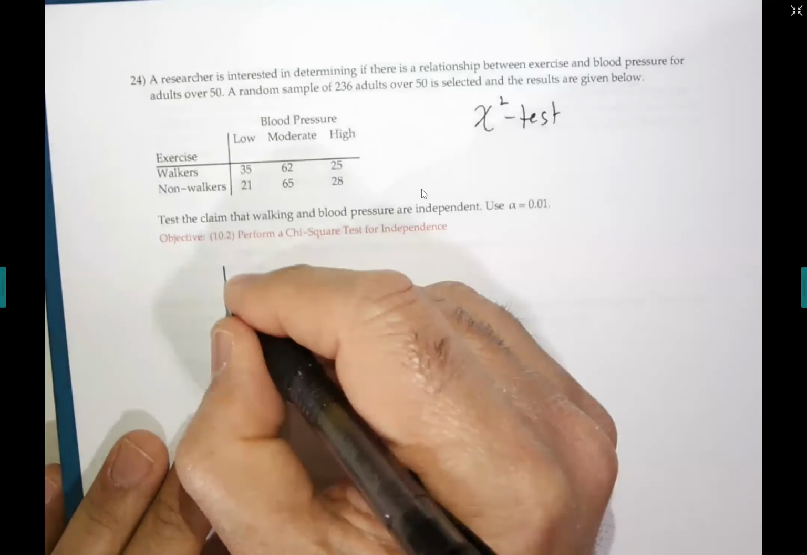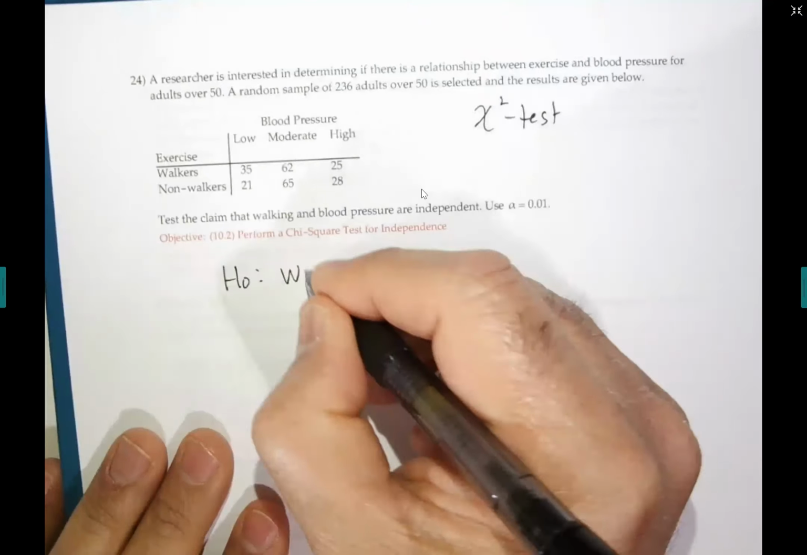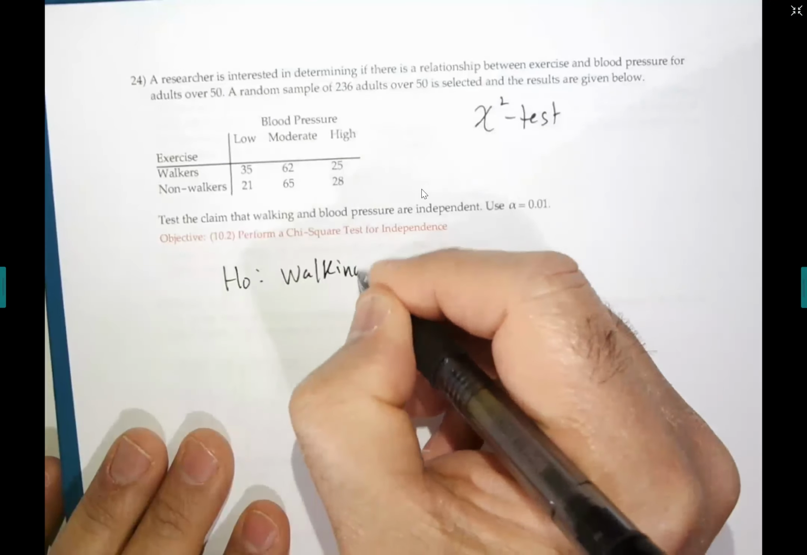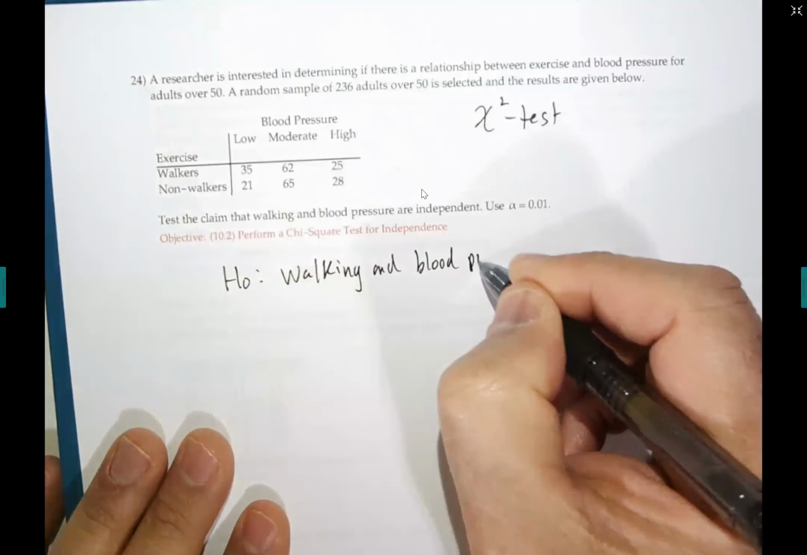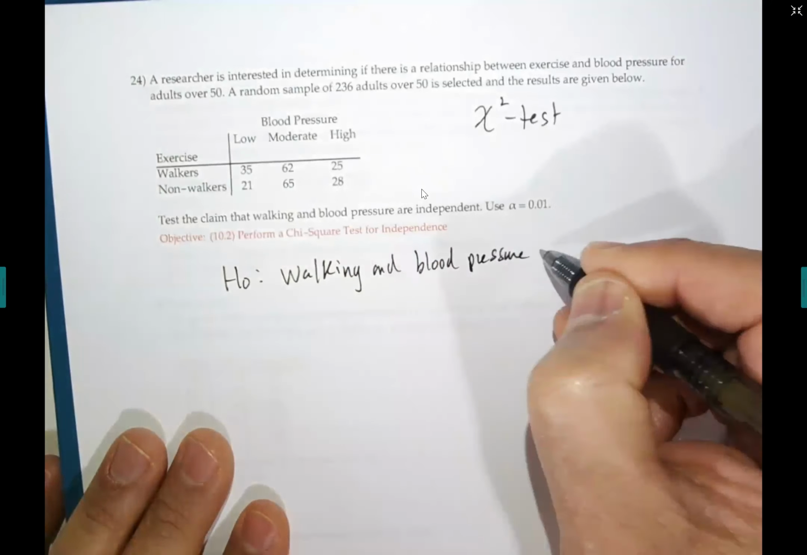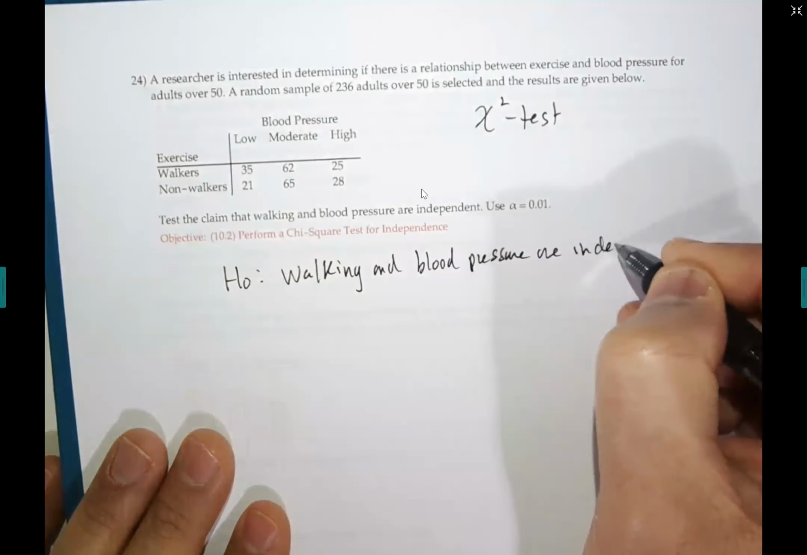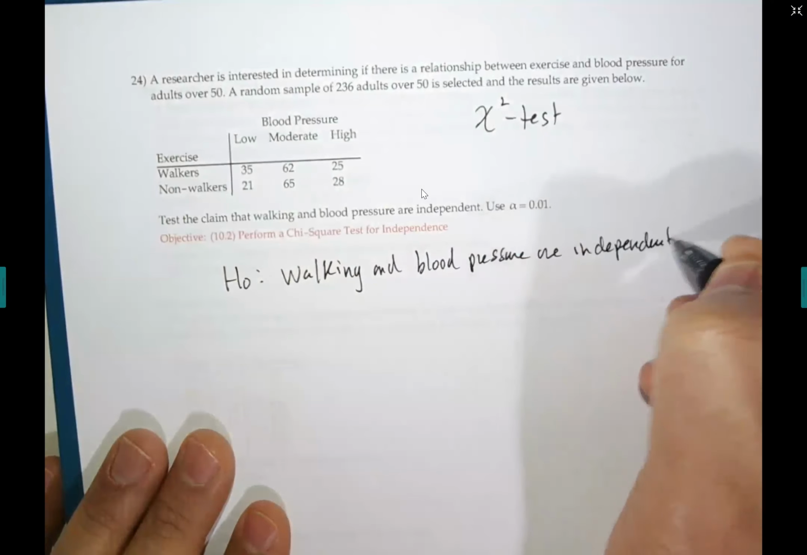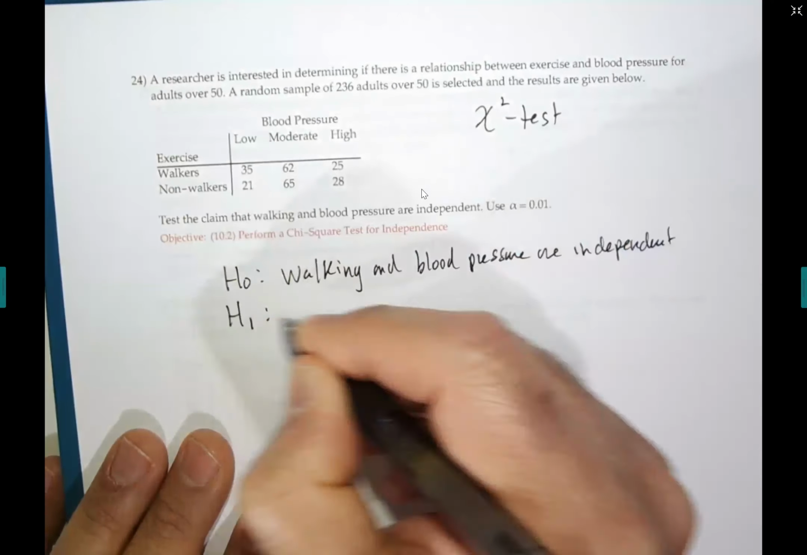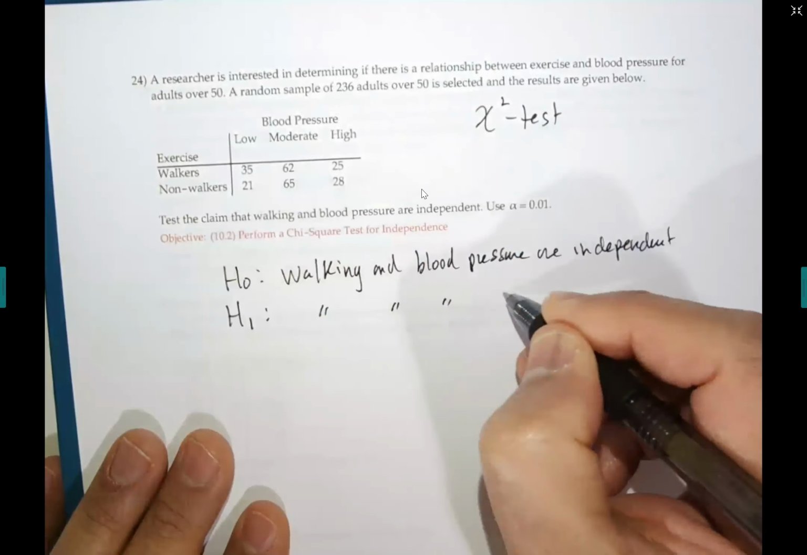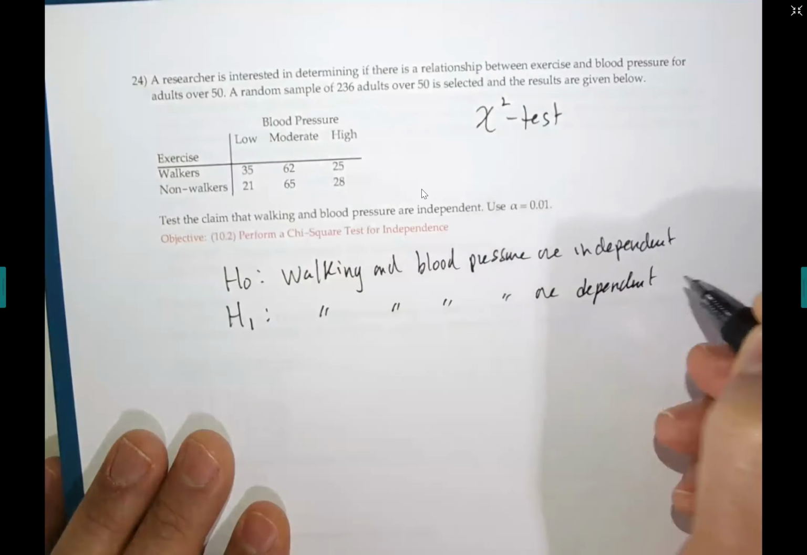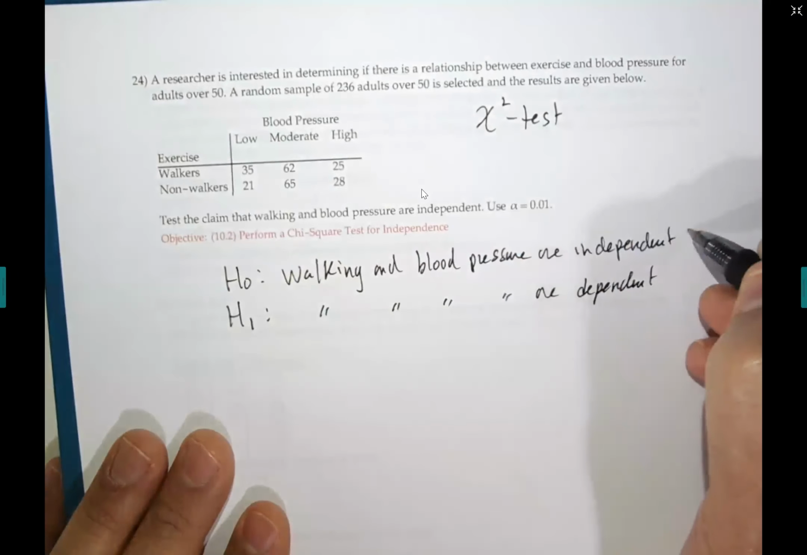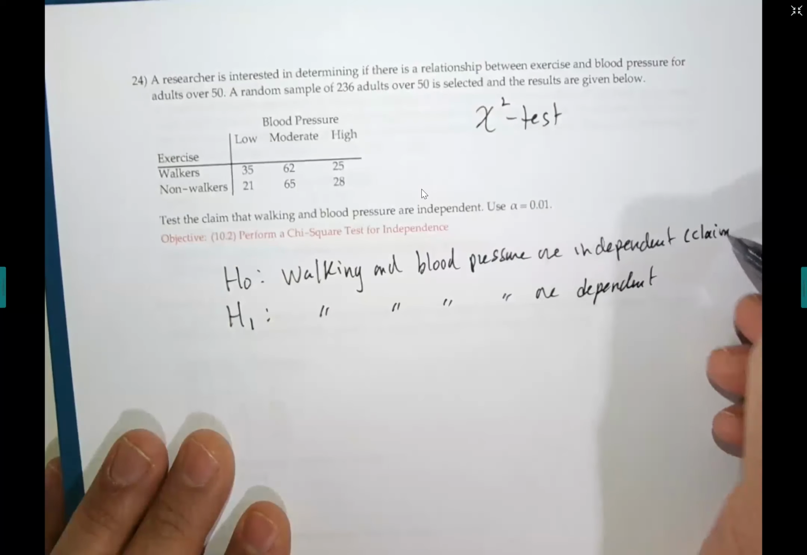Okay, your H0, guys, is that the variables are independent, always. So walking and blood pressure are independent. If you were to select this on the test, you just look for the word independent for H0. And for H1, walking and blood pressure are dependent. And he says, check if they are independent. So the claim is right here.